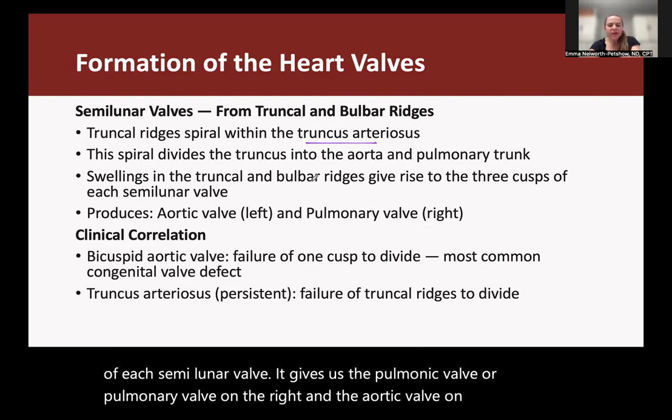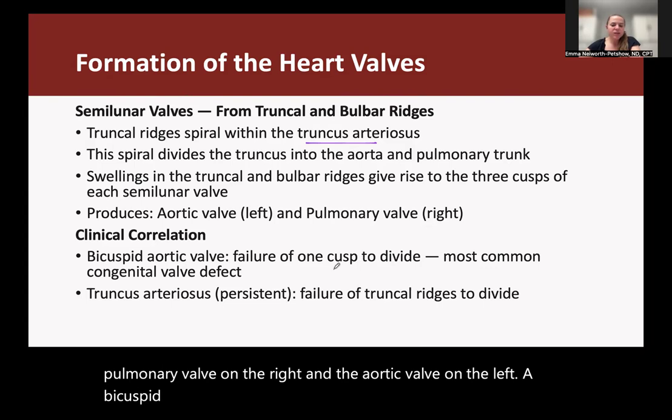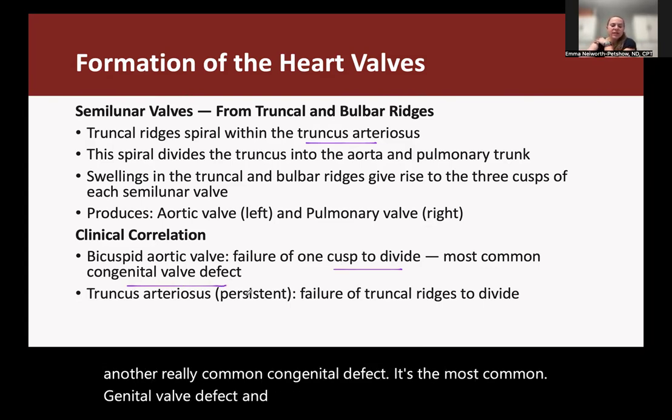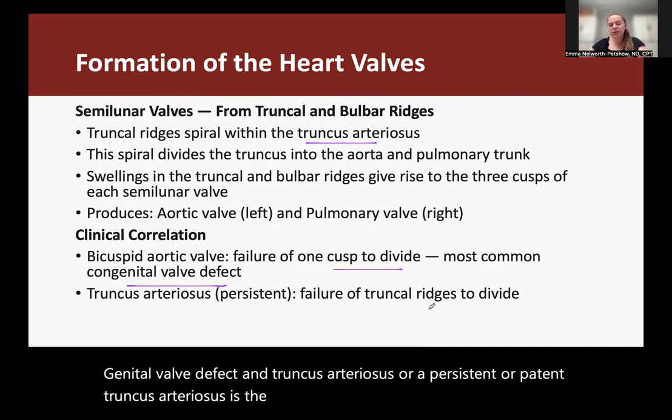A bicuspid aortic valve is failure of one of the cusps to divide, and it's another really common congenital defect. It's the most common congenital valve defect. And truncus arteriosus, or a persistent or patent truncus arteriosus, is the failure of our truncal ridges to divide.